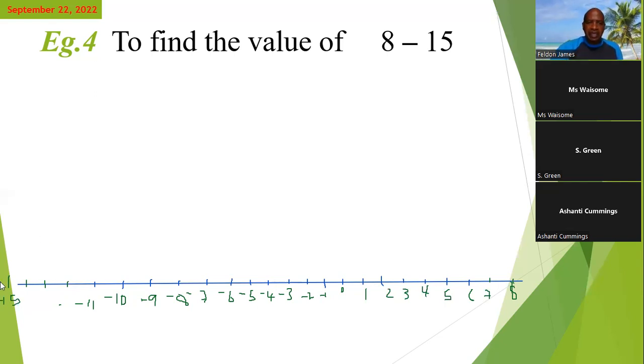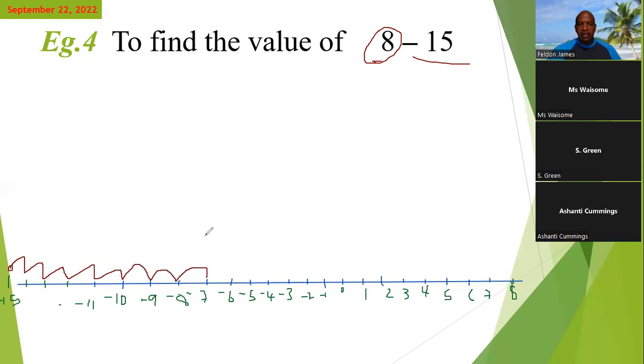So we could start at negative 15, but if we start at negative 15, what would we have to do? If we have a negative 15 and we have a positive 8 and we choose to start at negative 15, it means that we have to go in the positive direction 8 units to the right. So we go 1, 2, 3, 4, 5, 6, 7, 8. So we'd end up here at negative 7.